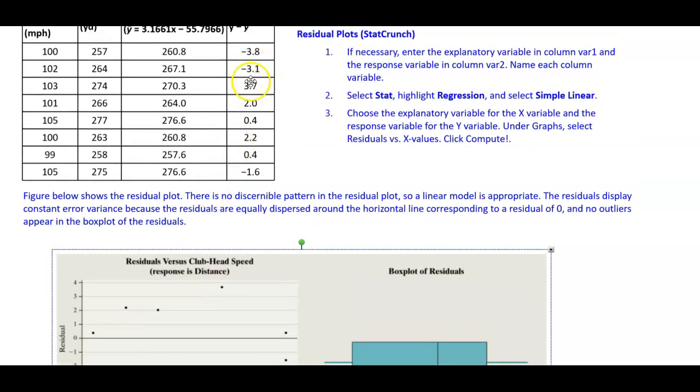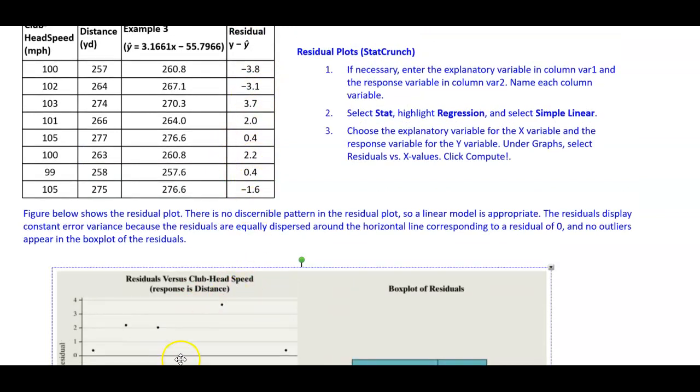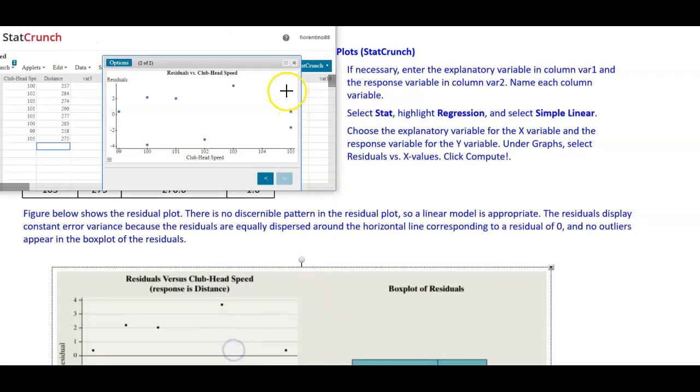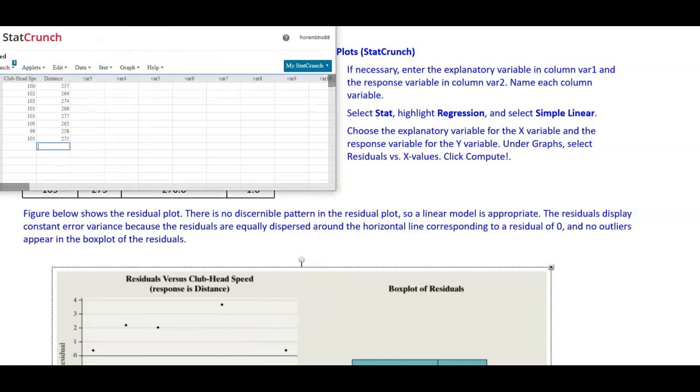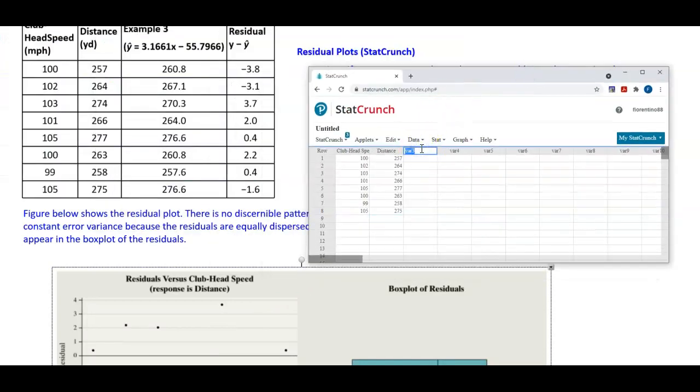So if we wanted to find the box plot of the residuals, let's go ahead and do that. We can create our information by putting in our residual information. So we have our residuals. Okay, and let's put in our data values. So we have negative 3.8, negative 3.1, 3.7, 2.0, 0.4, 2.2, 0.4, and negative 1.6.